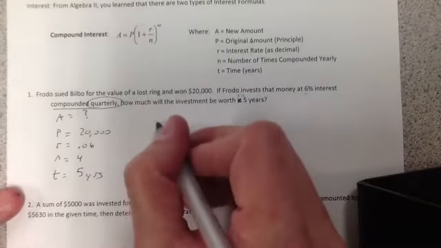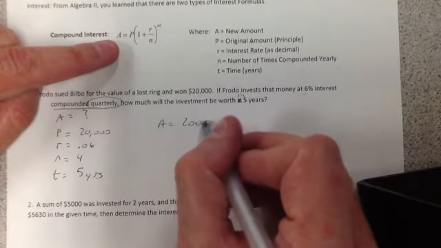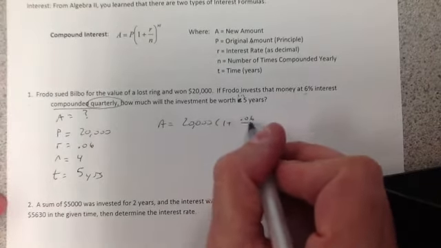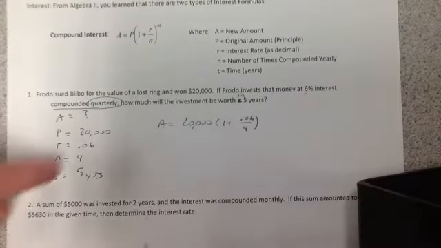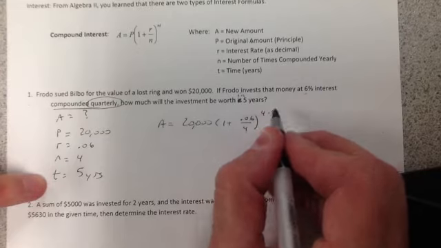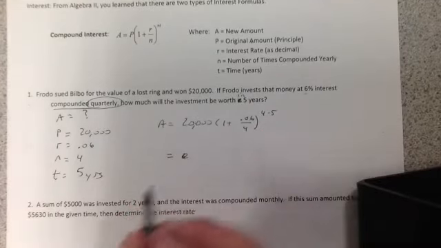And then we're just going to plug it all in. A equals 20,000 times 1 plus R, 0.06 over N, which is 4, to the N times T. So I take the 4 times 5. And we're just going to type all of that in our calculator.